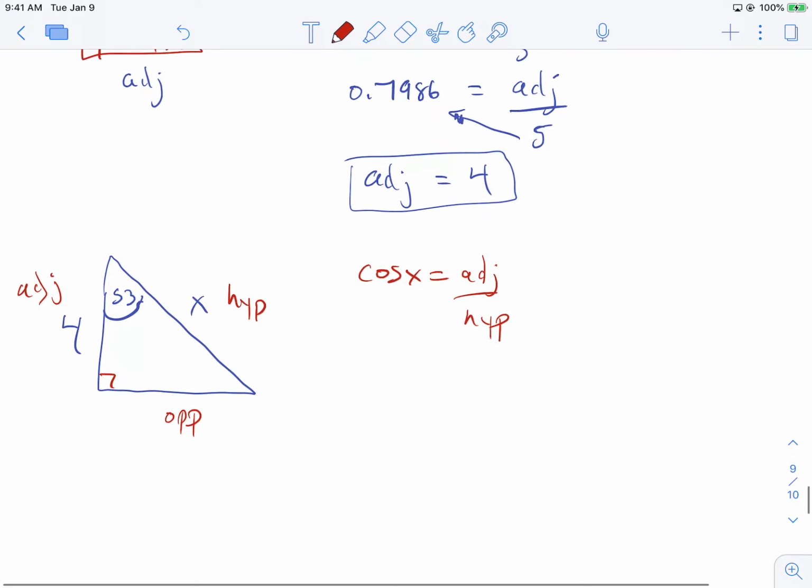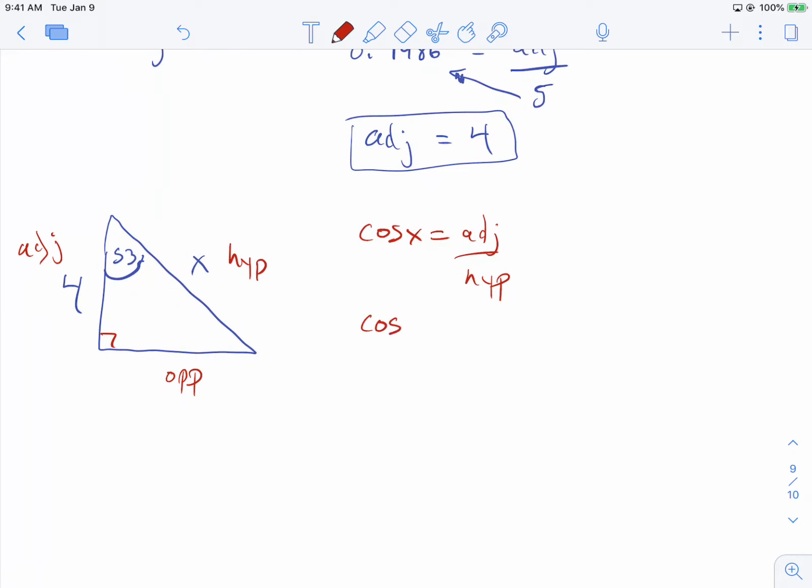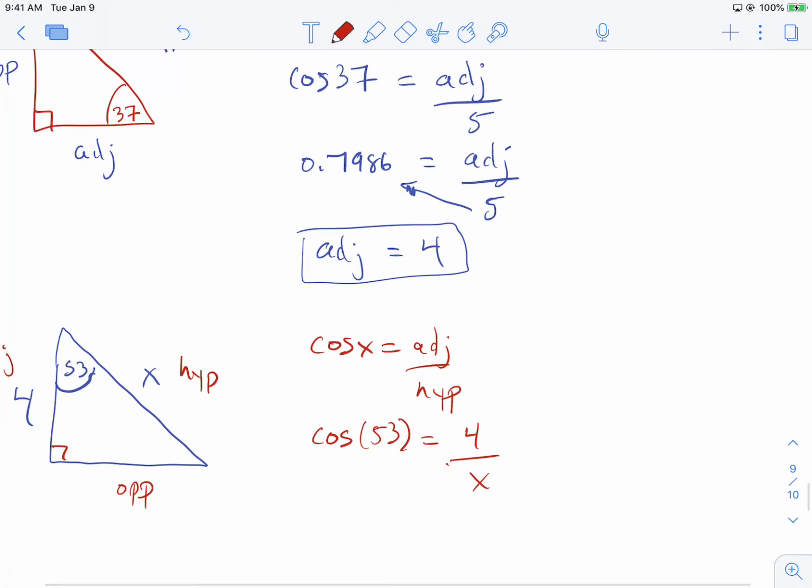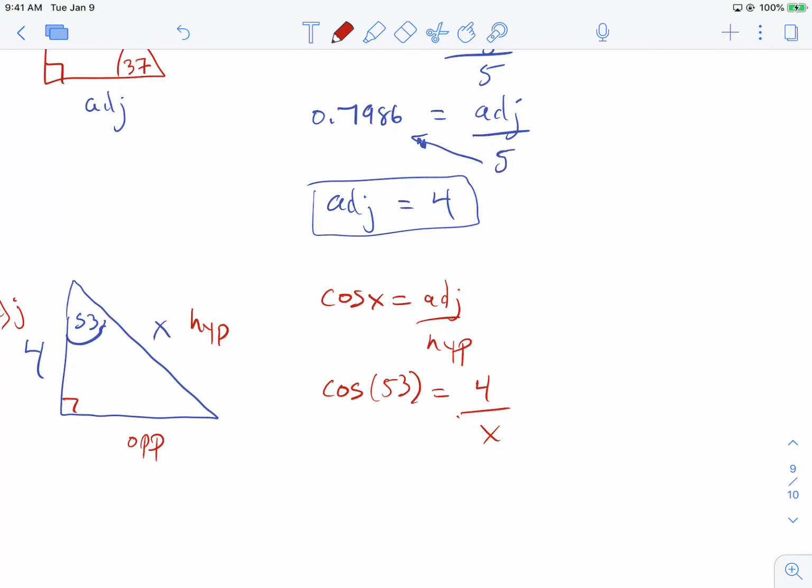And let's fill in what we know. Cosine of x, and my angle is 53, equals adjacent, which is 4, over my hypotenuse, which is x. We do not know what that is. So just like last time, let's clean everything up a little bit here. So cosine 53, if you do that on your calculator, let's see what we get. We are solving for a side. We do not want to put in that second function. So we get 0.601 equals 4 divided by x.